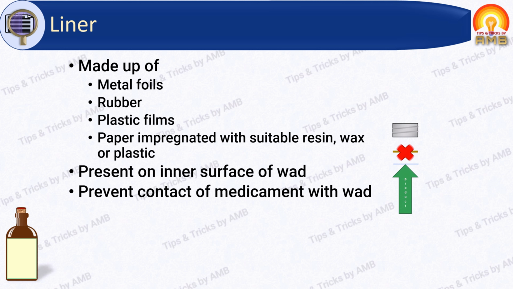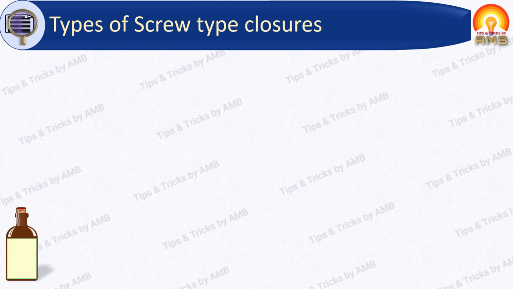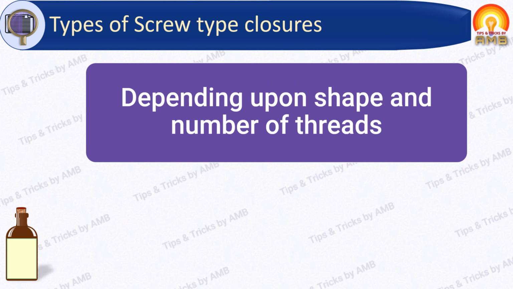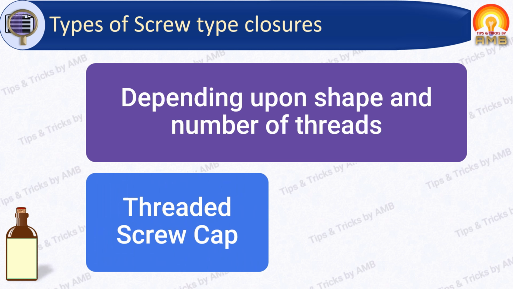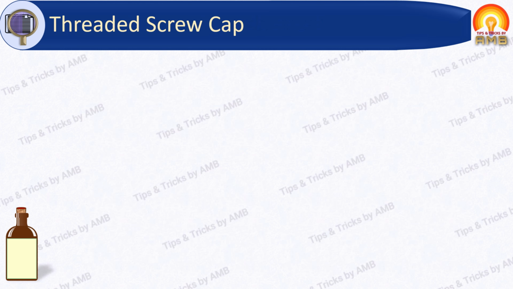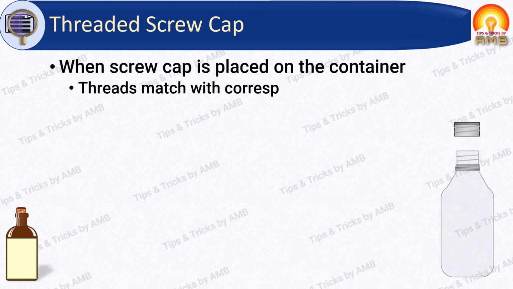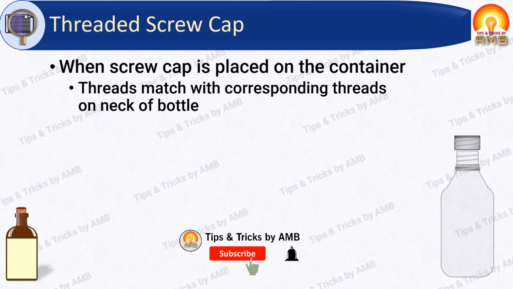Now let's discuss types of screw type closures. Depending upon the shape and the number of threads on the cap and container, these are of two types as threaded screw closer and lug type cap. Let's discuss threaded screw closer. In this type, when a screw cap is placed on the container, its threads match with the corresponding threads on the neck of the bottle.